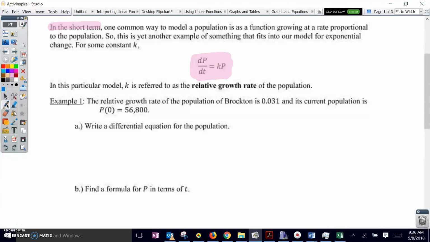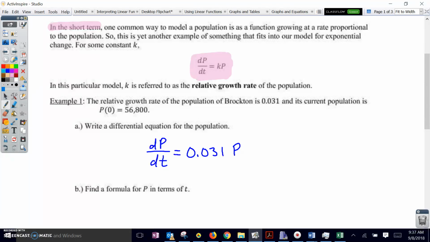So in example 1, we're told the relative growth rate of the population of Brockton is 0.031 and its current population is 56,800. Our first task is to write a differential equation for this population. In order to do that, this is very simple. All we need to do is take the relative growth rate and substitute it into the differential model. So the change in population with respect to time is going to be 0.031 times P.